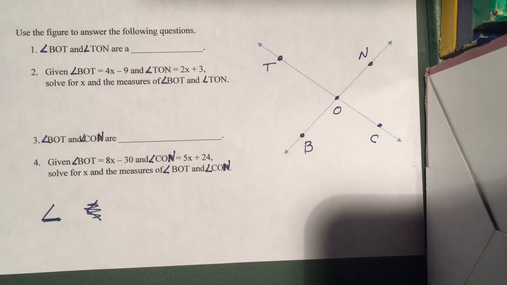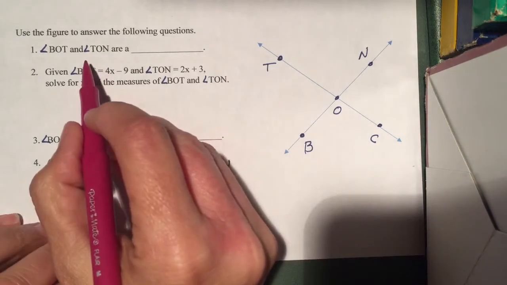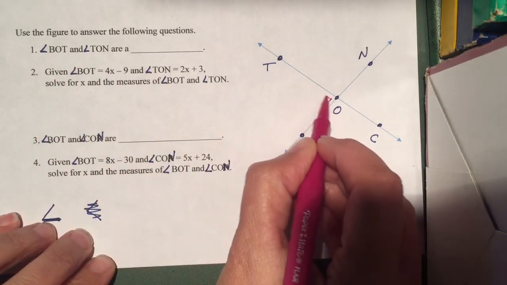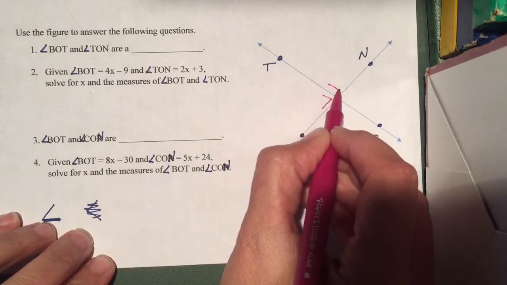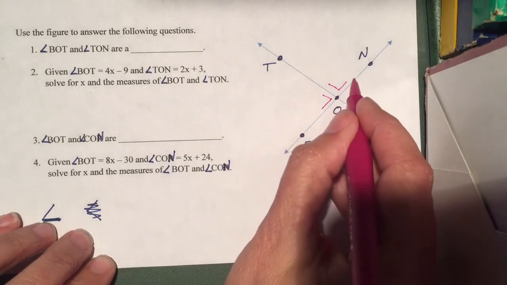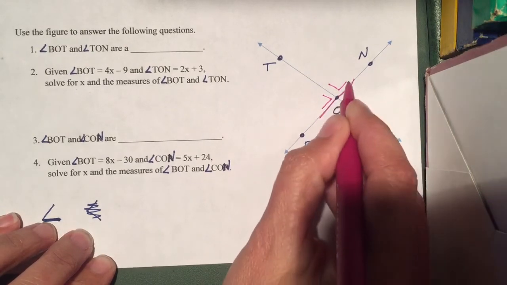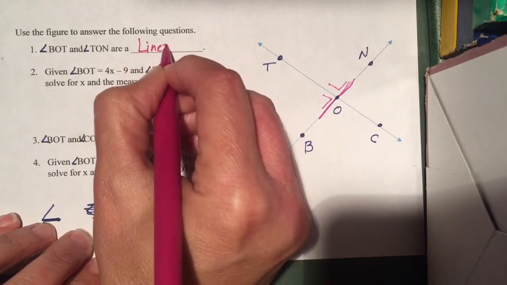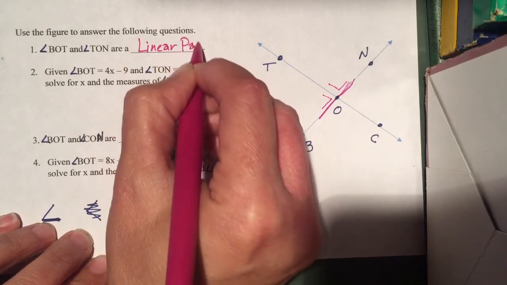So let's look at the first one. 1 and 2 are independent of 3 or 4. 1 and 2, angle BOT and angle TON. So angle BOT is right here, and angle TON is right here. So what kind of angles are they? They make a straight line. So those are, and they're adjacent. They are a linear pair.